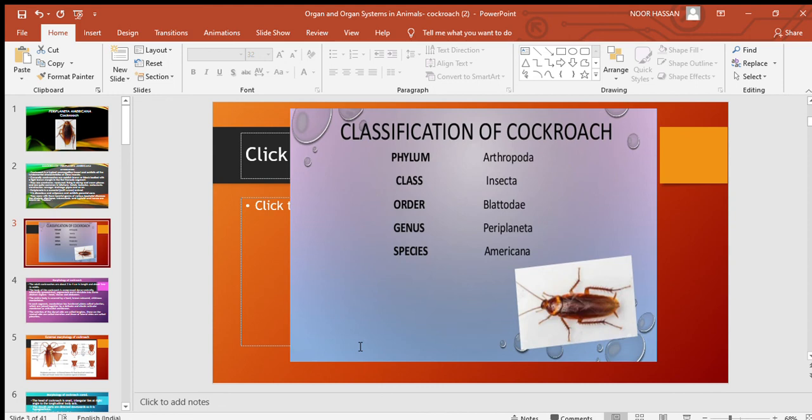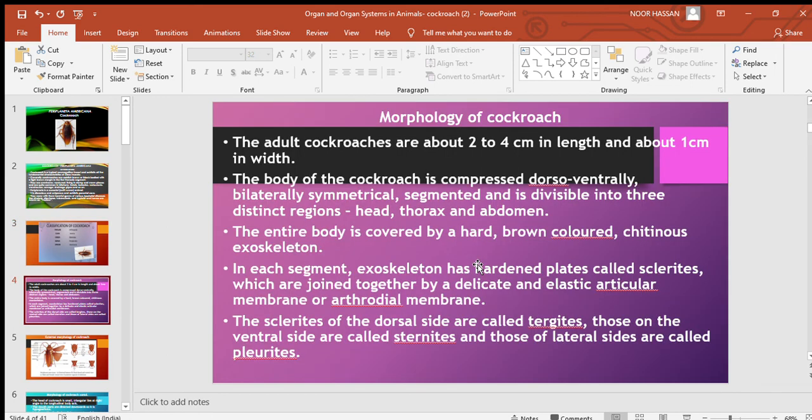So this is the classification. Phylum Arthropoda. It belongs to class Insecta. Order is Blattidae. Genus is Periplaneta. Species is americana. So this is about the morphology.